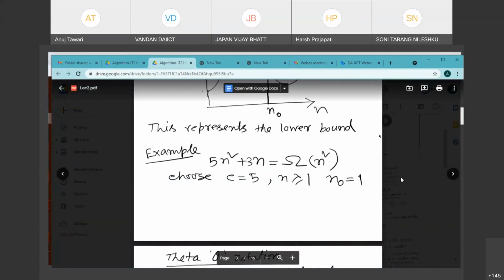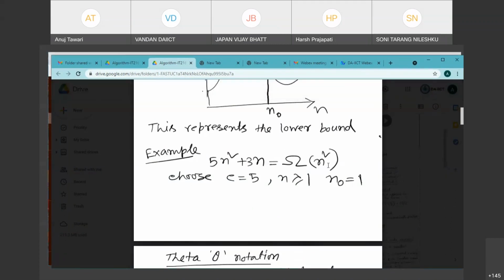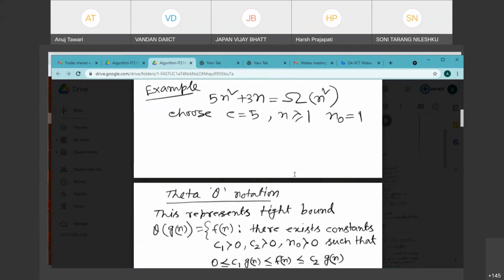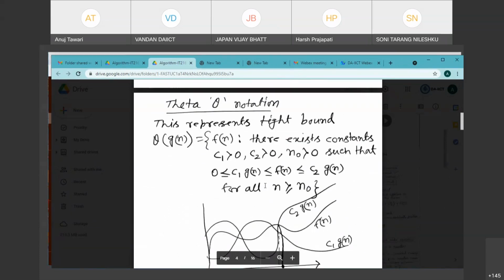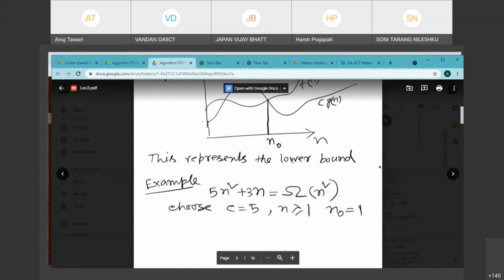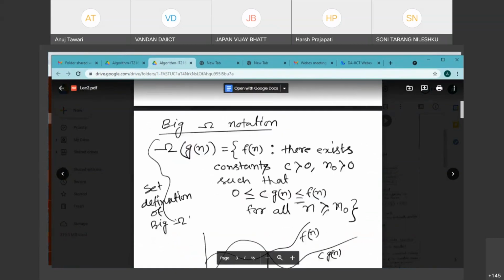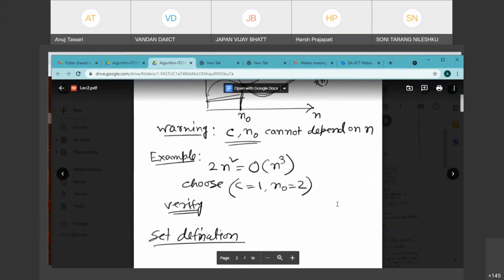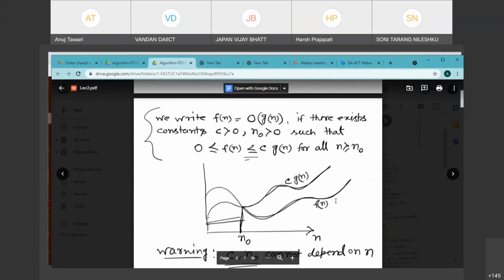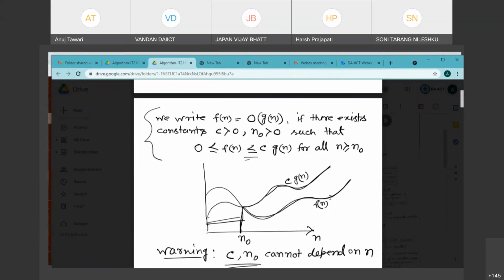So now there are some more examples. 5n square plus 3n is big omega of n square. Again, you can choose c equal to 5 here and it is larger than 1. So yeah, I have just taken some examples here, but practice as much as you can so as to be very comfortable with these definitions. Okay. If there are any questions, let me know.